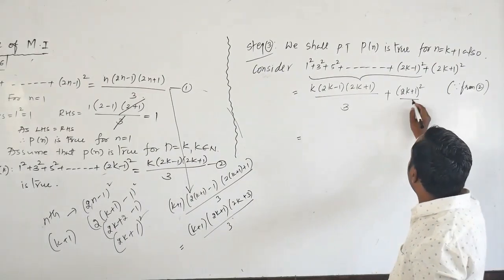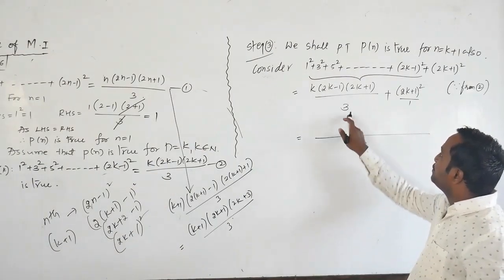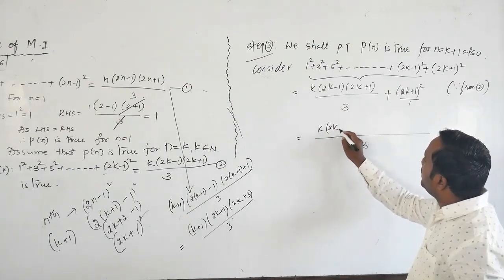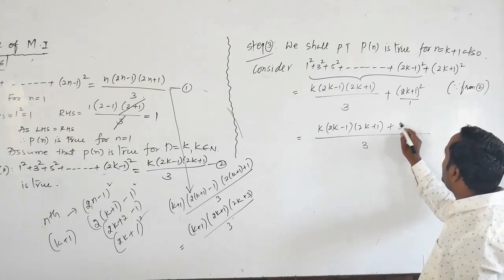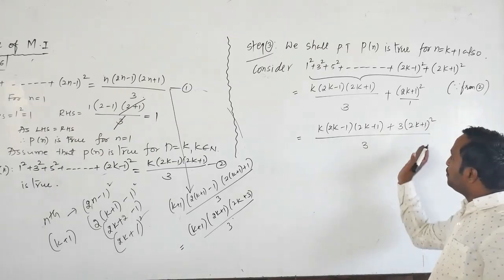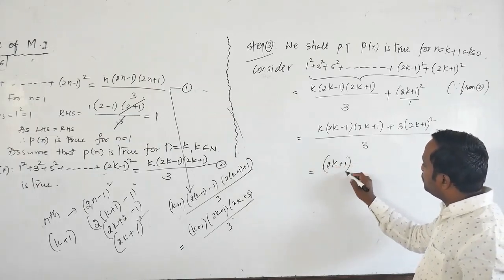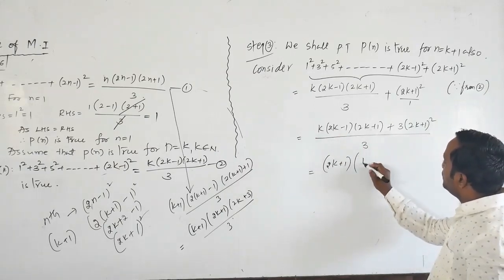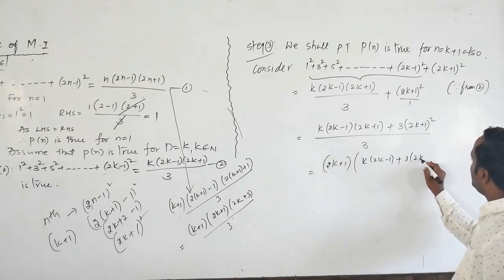Take the LCM, which is 3. So here as it is, k into (2k minus 1) into (2k plus 1) plus 3 into (2k plus 1) whole square. What is common here? 2k plus 1 is common. Taking 2k plus 1 common, we get k into (2k minus 1) plus 3 into (2k plus 1), by 3.